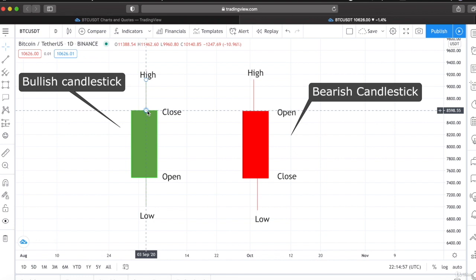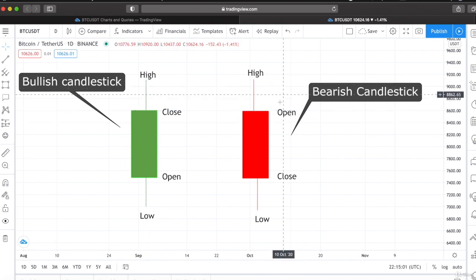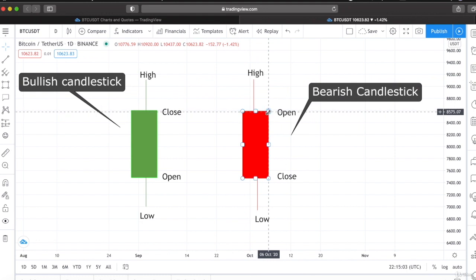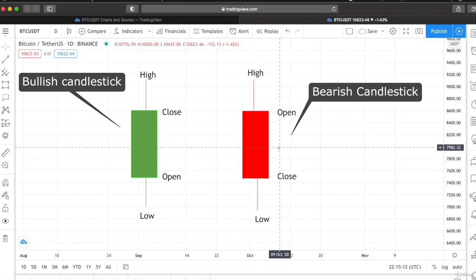Vice versa for the bearish candlestick. The price opened here at the bearish candlestick and closed at this point. In this bearish candlestick, the price dropped, hence the closing price was this.